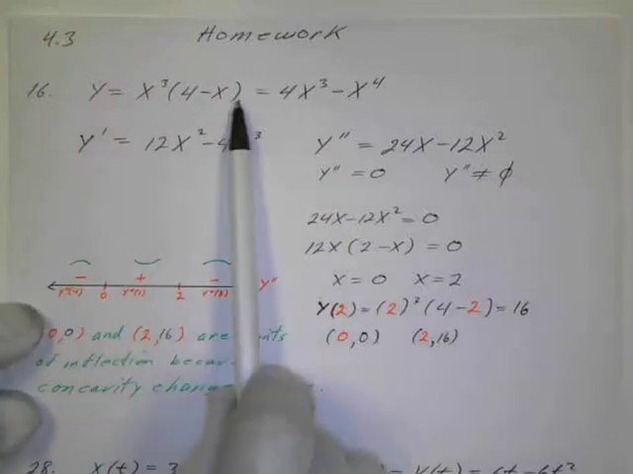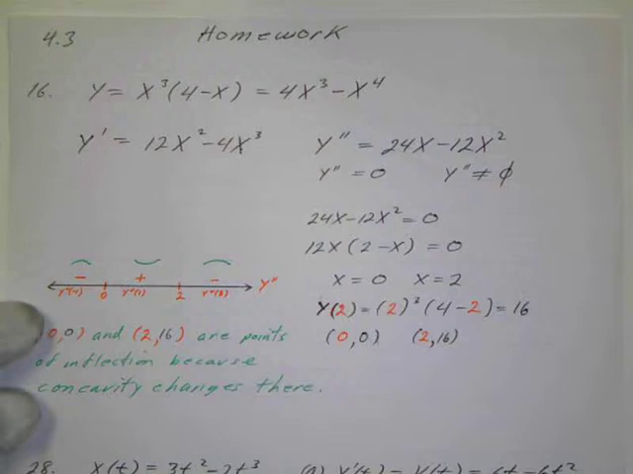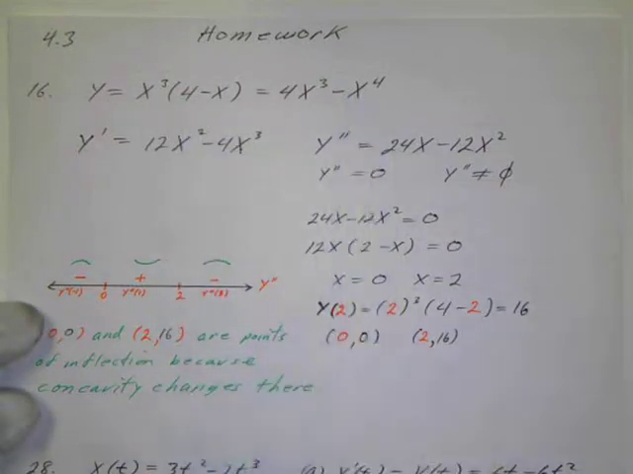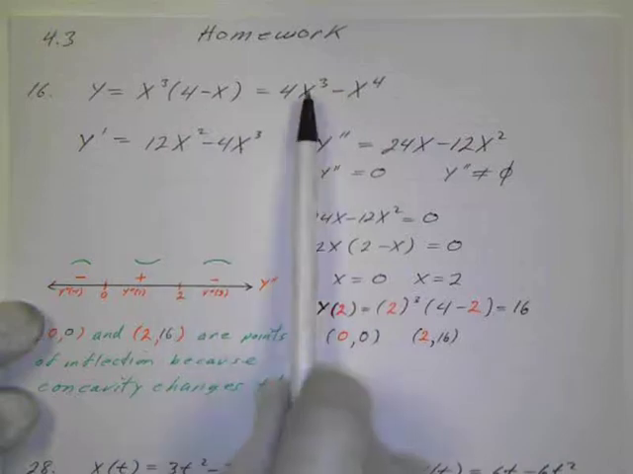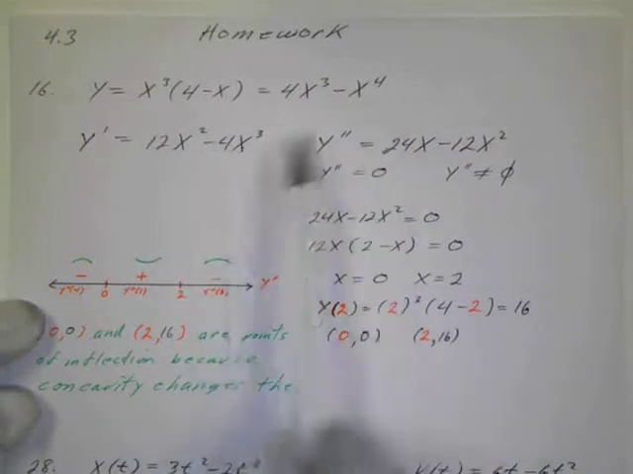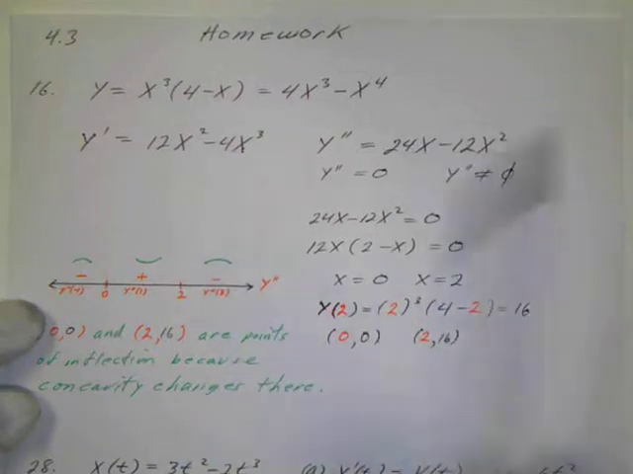So instead of writing it like this, I just multiplied it out. I didn't want to use the product rule, so I just multiplied it as a polynomial. So it's going to be 4x to the third minus x to the fourth. Then I take my derivative, which is 12x squared minus 4x to the third. Then the second derivative would be 24x minus 12x squared.